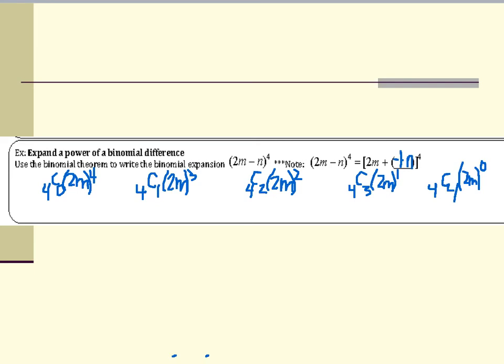So, negative 1, negative 1n to the 0th, plus, separate terms here, negative 1n to the first, plus, separate terms, negative 1n to the second, plus, again, separate terms, negative 1n to the third, plus, because here's a separate term, and over here I'm running out of space, negative 1n to the fourth power.